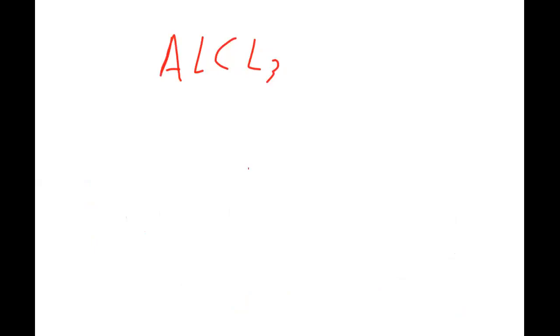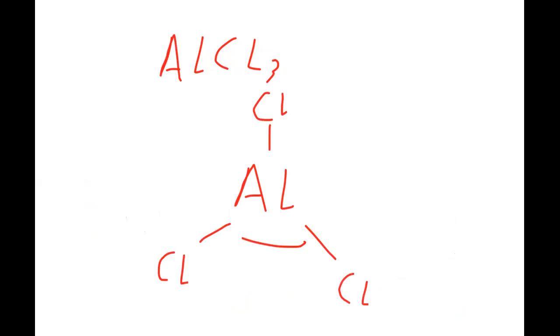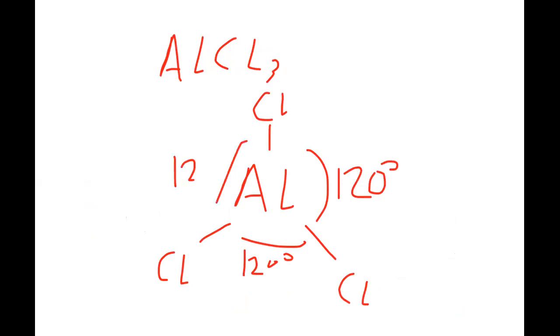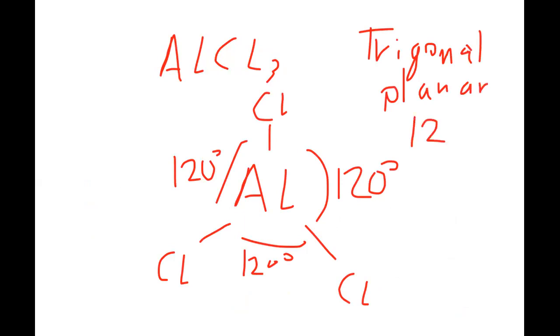Over here, we'll have an aluminum surrounded by 3 chlorine. All the chlorine are in the same plane and the angles are 120 degrees. This structure is called trigonal planar because it's in the same plane. Angles are 120 degrees.